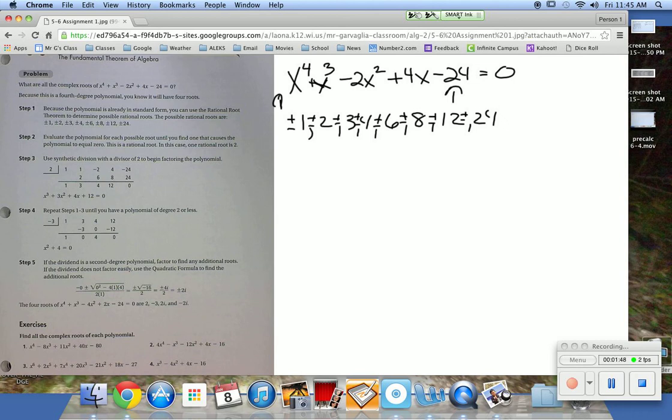All right, so what I'm going to do is some synthetic division, and I'm going to try and find where the last number is 0, where we don't have a remainder, okay? And we could start real easy. We can start with 1. And we put in our numbers for this one. It's 1, 1, negative 2, 4, negative 24.